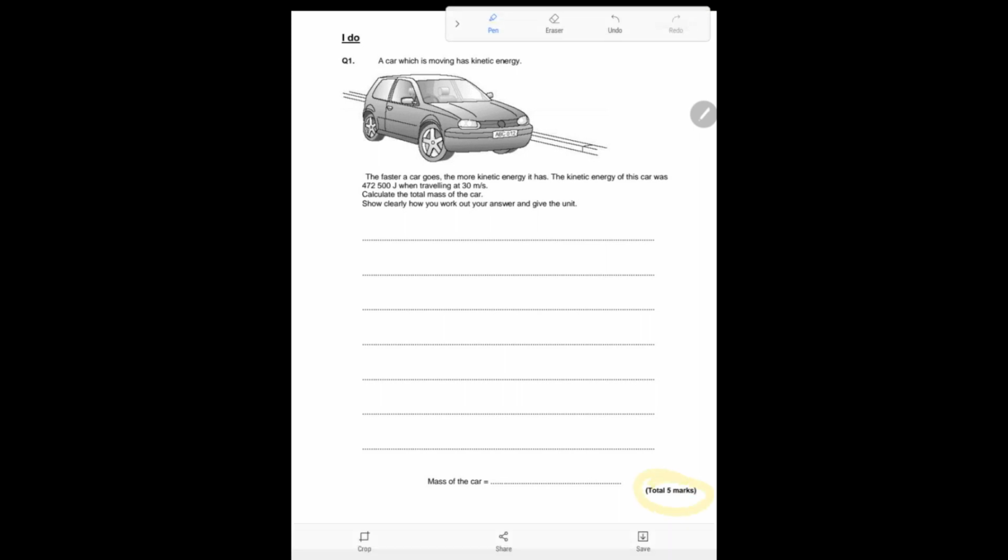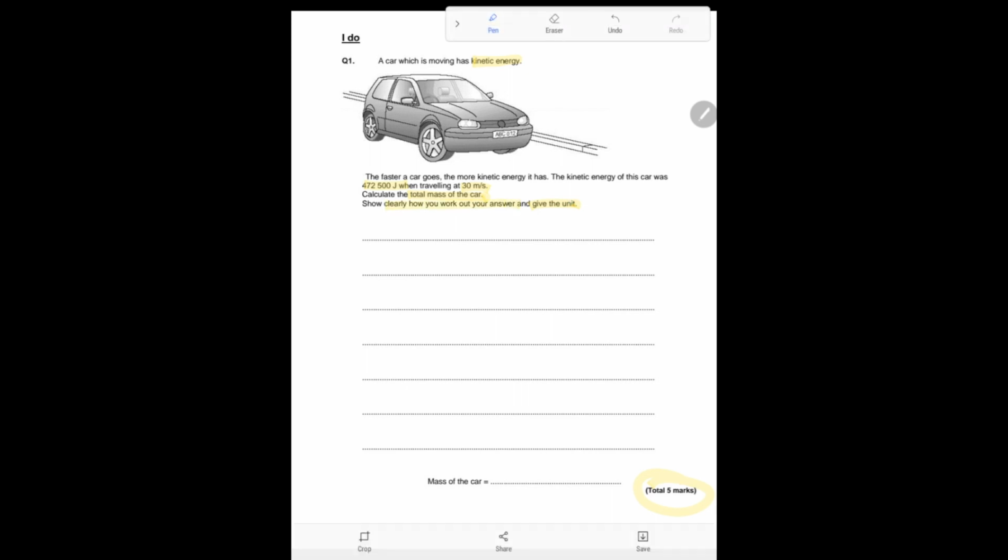So, a car which is moving has kinetic energy. I'm going to highlight that because that's important. The faster a car goes, the more kinetic energy it has. The kinetic energy of this car was 472,500 joules, another piece of important information, when it was traveling at 30 meters per second. Calculate the total mass of the car. Show clearly how you work out your answer and give the unit.